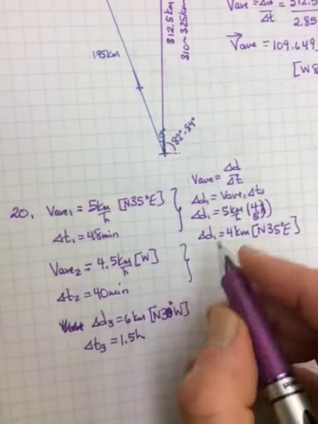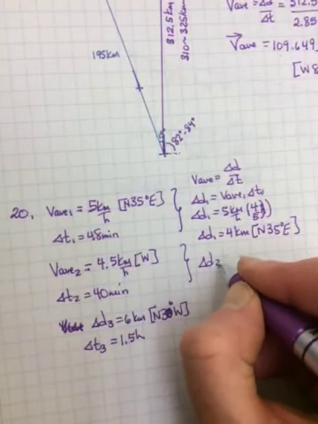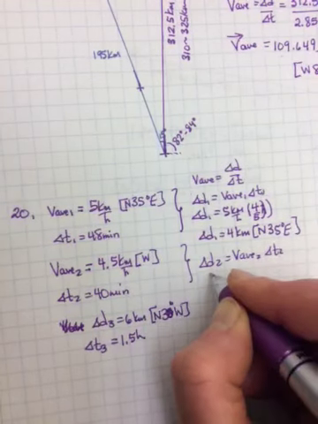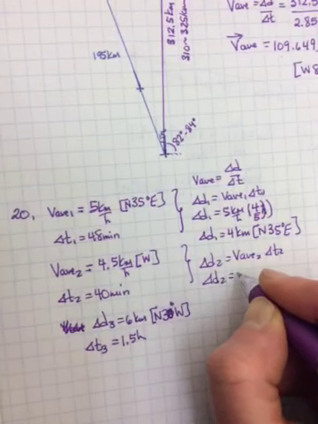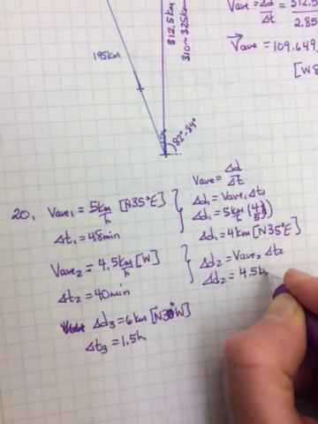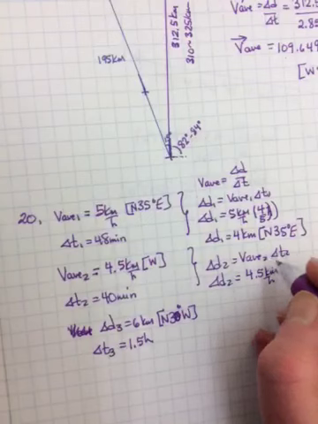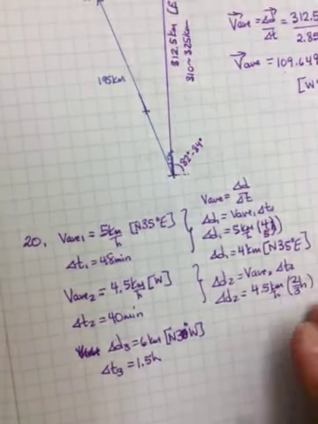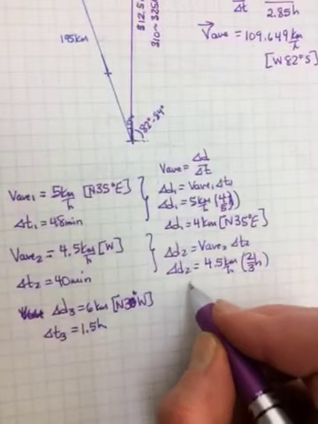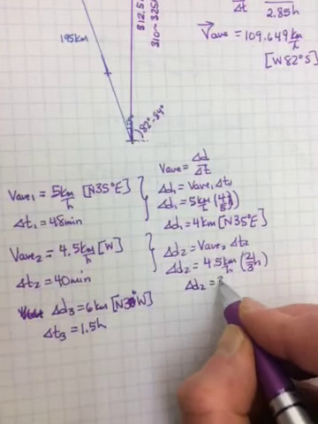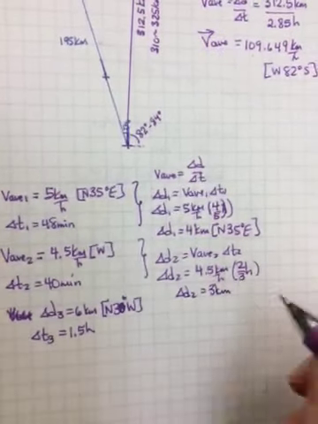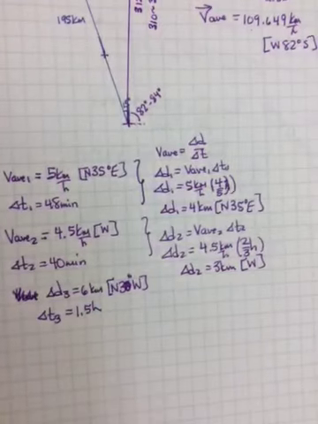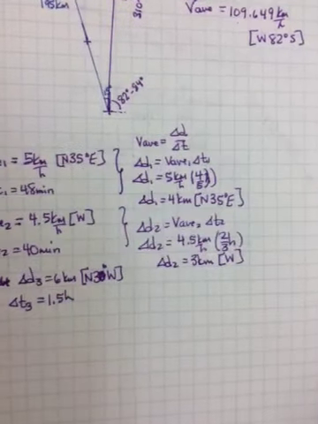Okay, same idea for delta D2. So delta D2 will equal VAV2 times delta T2. So delta D2 will equal 4.5 kilometers per hour. 40 minutes is like 2/3 of an hour. 2/3 of 4.5 should be 3 kilometers, and that's west. At least they gave us nice numbers. And then the last one's 6 kilometers. So now you're ready to draw it.